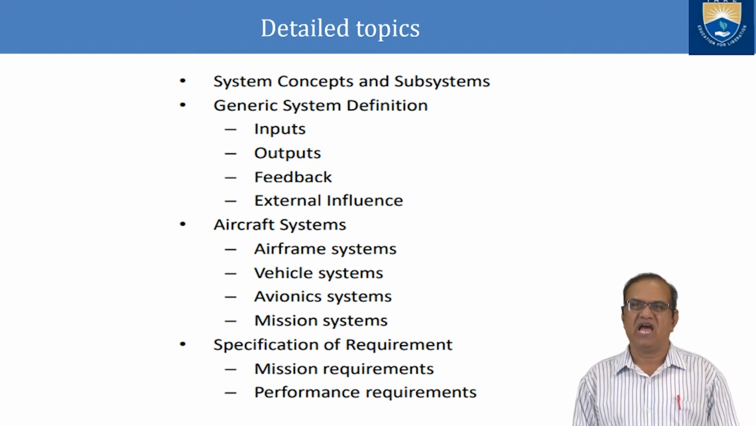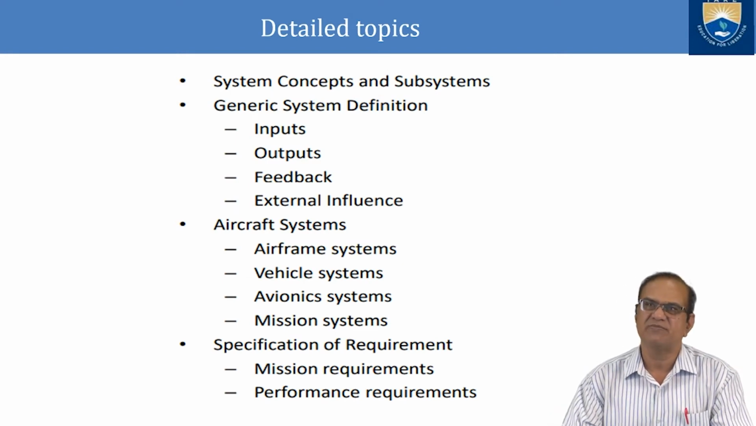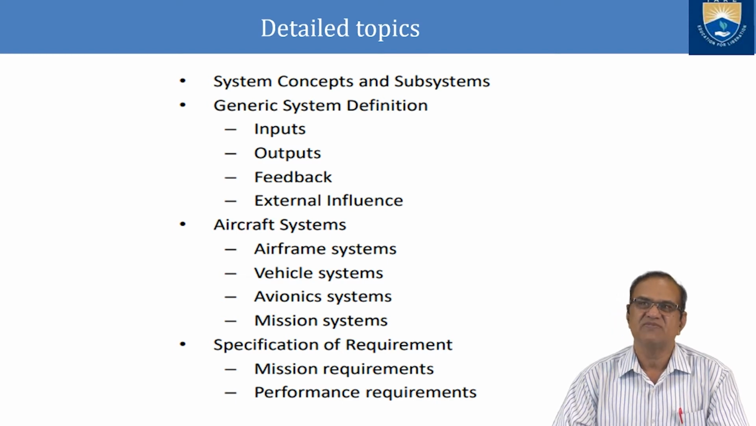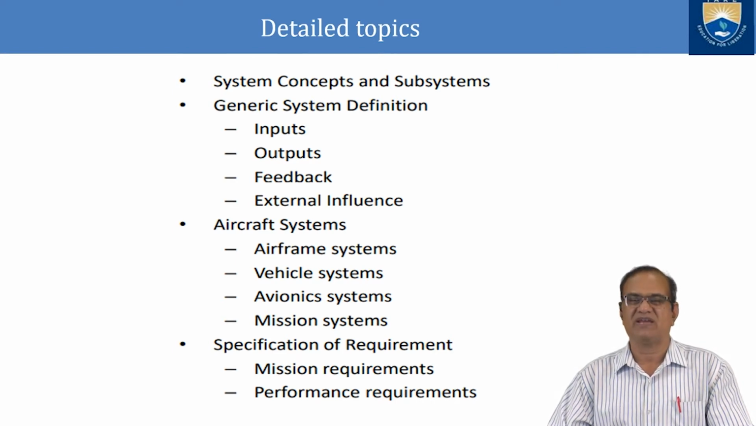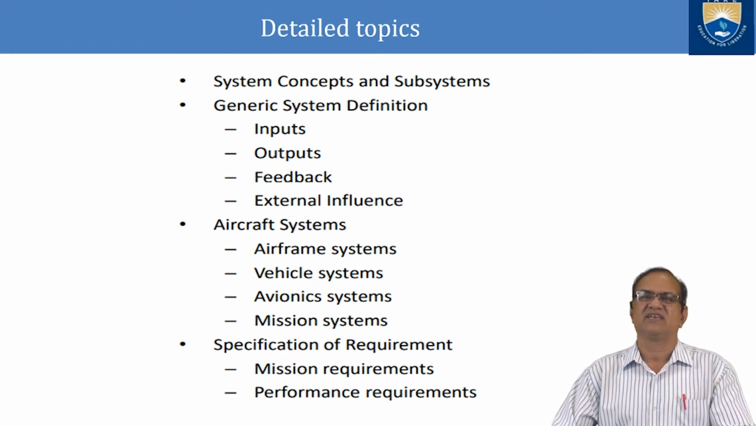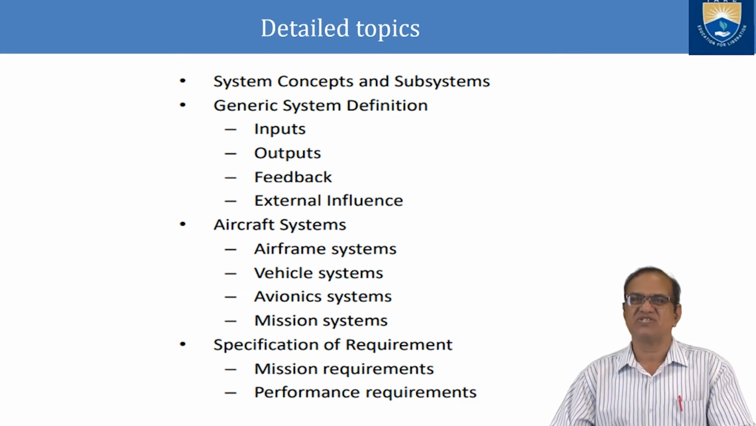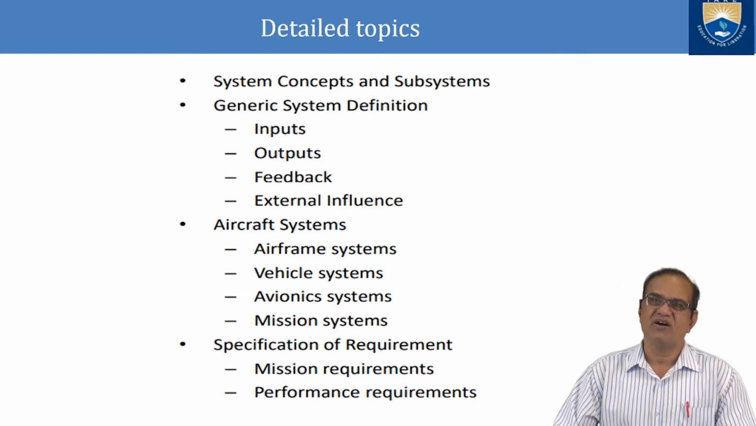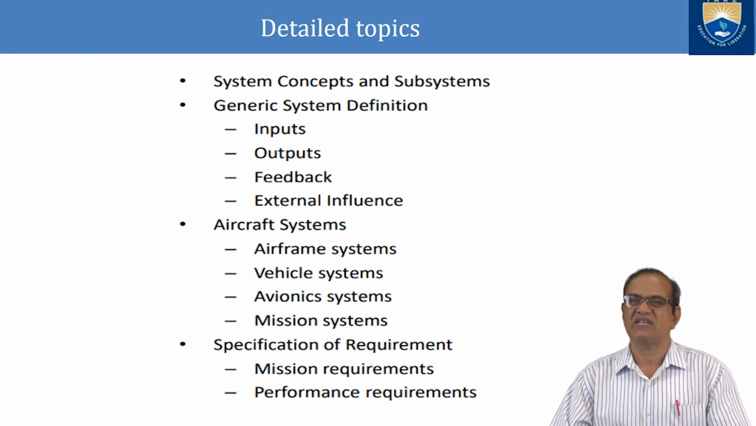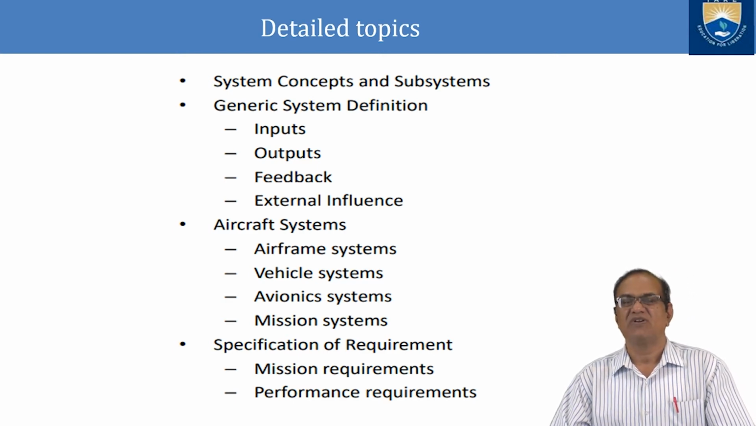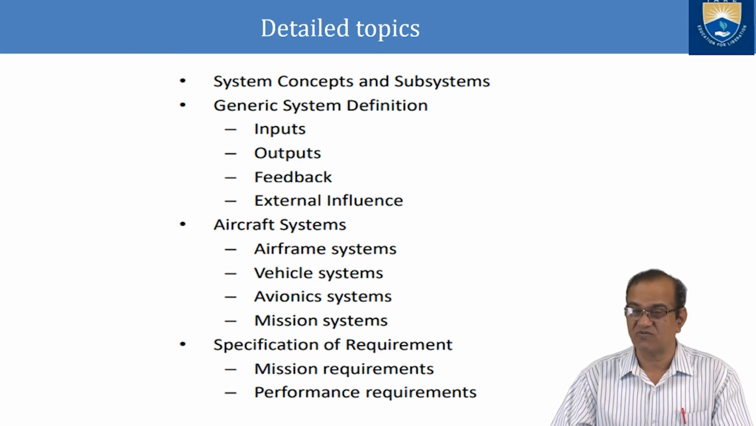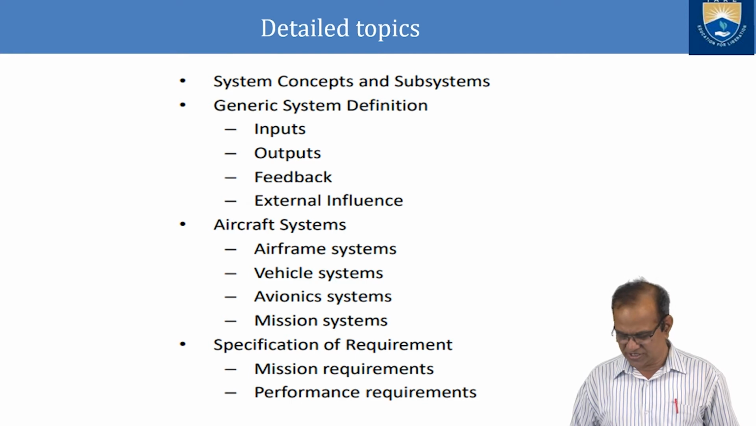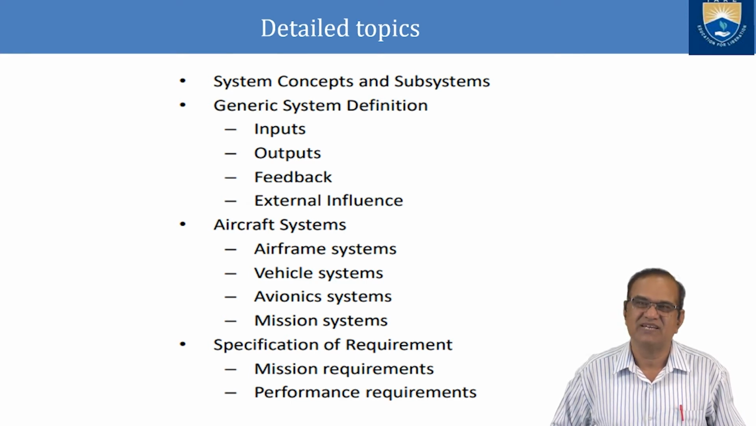The detailed topics I am going to cover: system concept and subsystem. In this we will see the generic system definitions: input, output, feedback, and the external influence. Then we will go to aircraft systems. In aircraft systems we have the airframe systems, vehicle systems, avionics systems, and the mission systems. We talk about the specification of requirement. We have the mission requirement and the performance requirement. These things I am going to discuss in the next few slides.